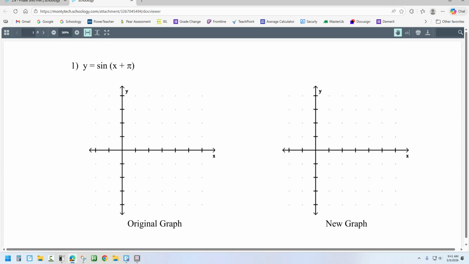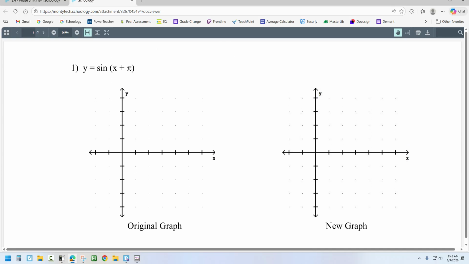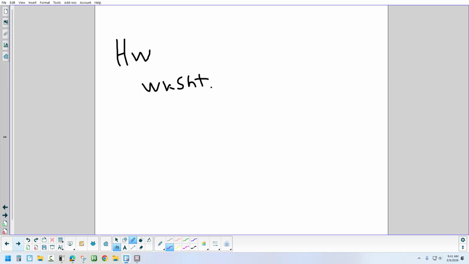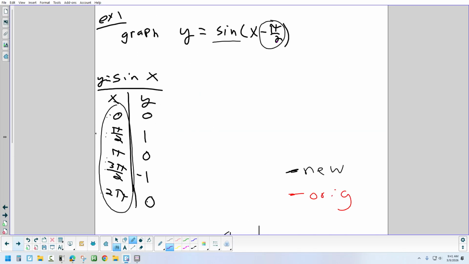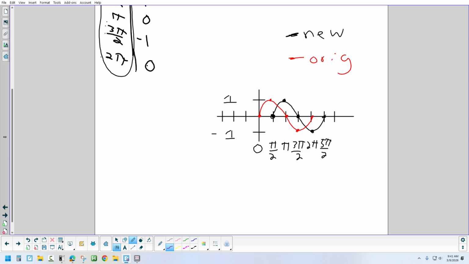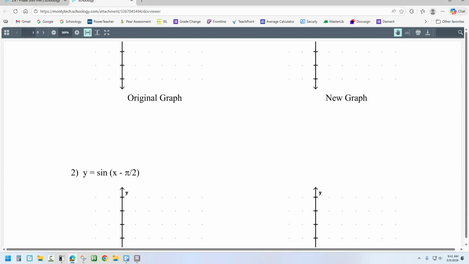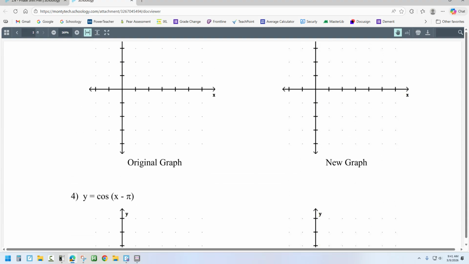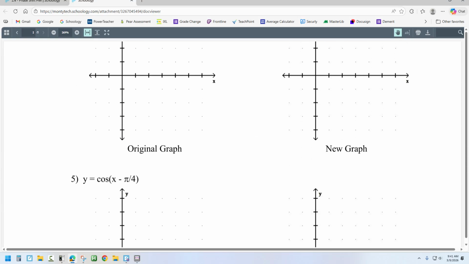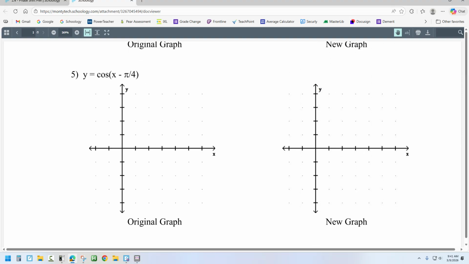Okay. The one on the left, that's the original graph. So that's like the one that I did in red. And then the one on the right is the new one. The original graph is going to look the same all of the time. Once you graph the original for sine and the original for cosine, that never changes. So as long as you graph the original once for sine and cosine, then you're all set. So there's a sine, cosine, and a cosine, and another cosine. So five questions.